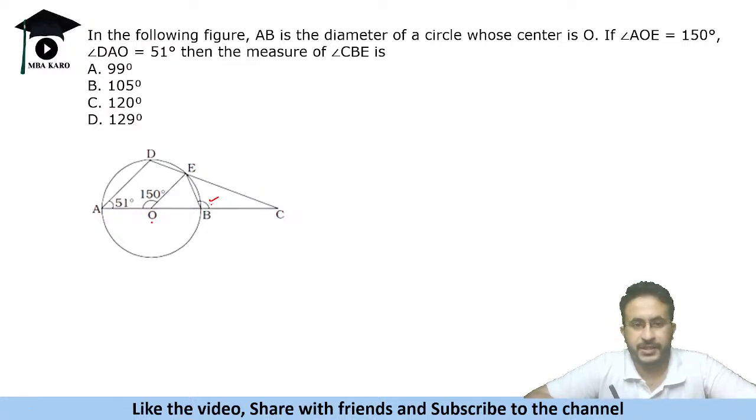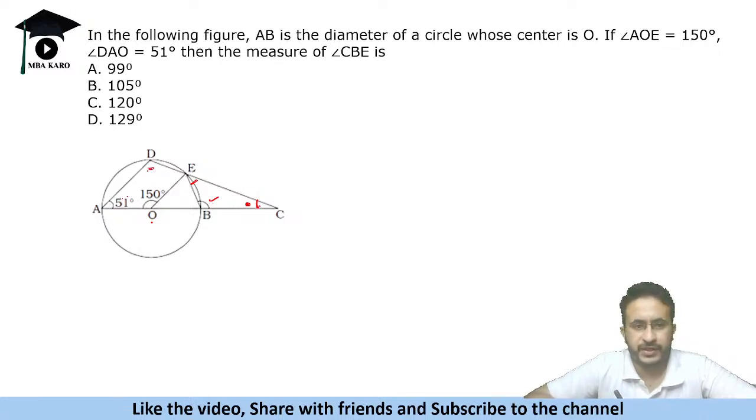EBC के लिए हमें क्या चाहिए होगा? Either we need this angle and this angle. Okay, so let's think in the reverse direction. Can we find this angle and this angle? For this angle, if you have to find this angle, we will need this angle and this angle. Okay, two angles are needed.